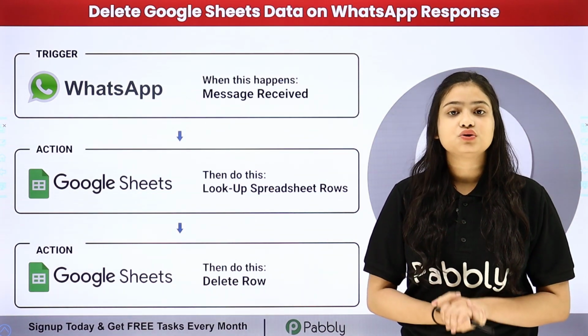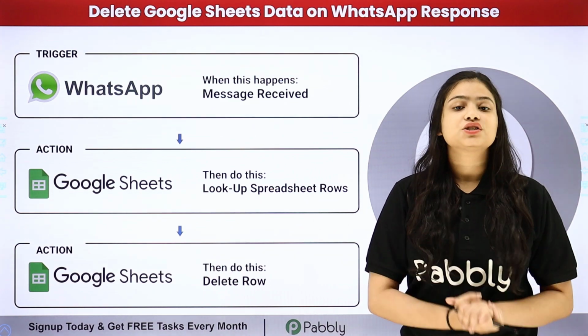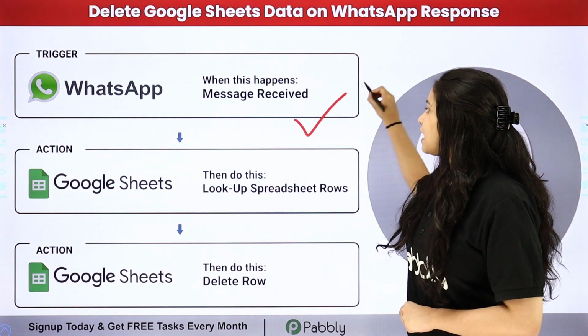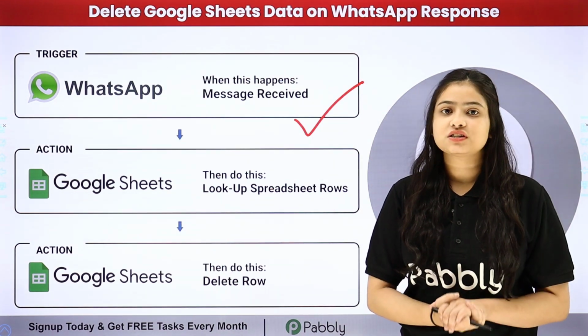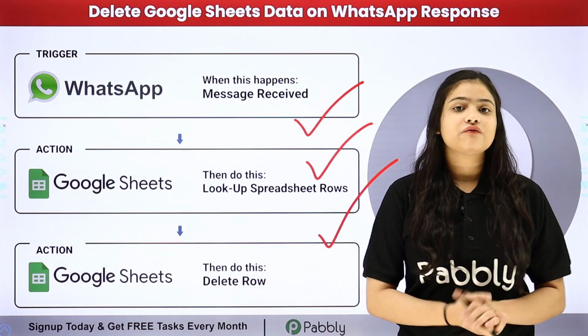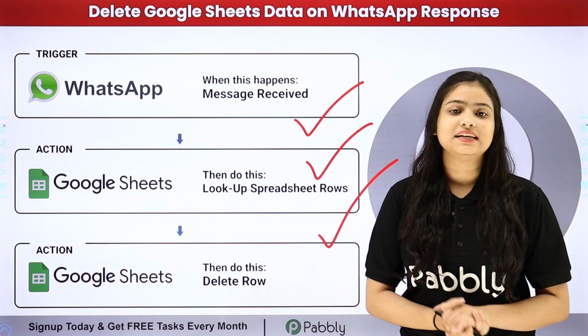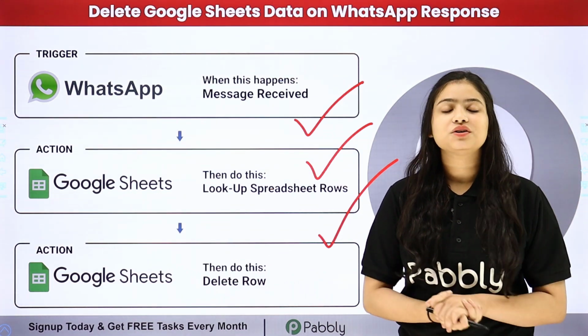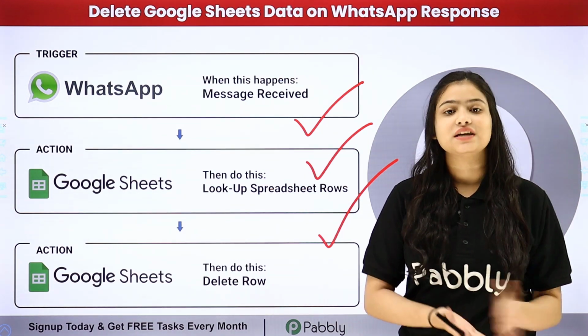So Pabbly Connect works on two principles, trigger and action. In trigger, we are going to take WhatsApp Cloud API through which we are going to receive WhatsApp messages from the leads, and in action, we are going to take Google Sheets. And we will connect all of them with the help of Pabbly Connect to automate this entire process. To learn this entire automation step by step, let me take you all to my screen.